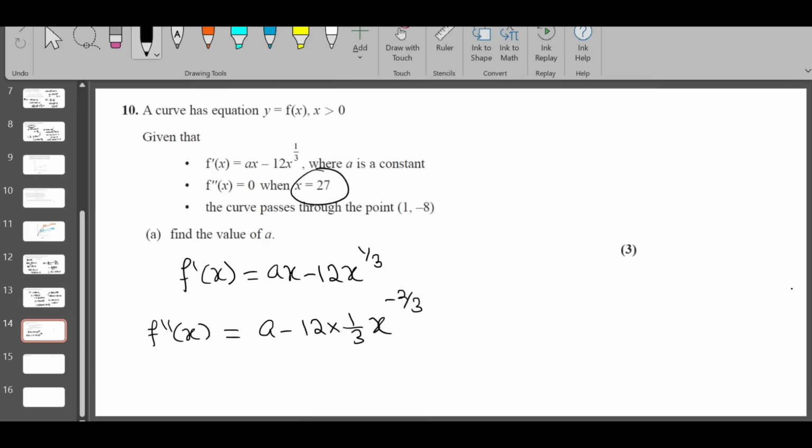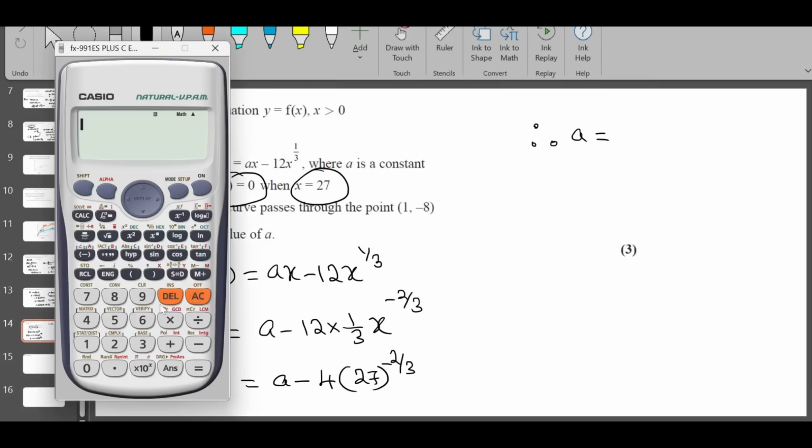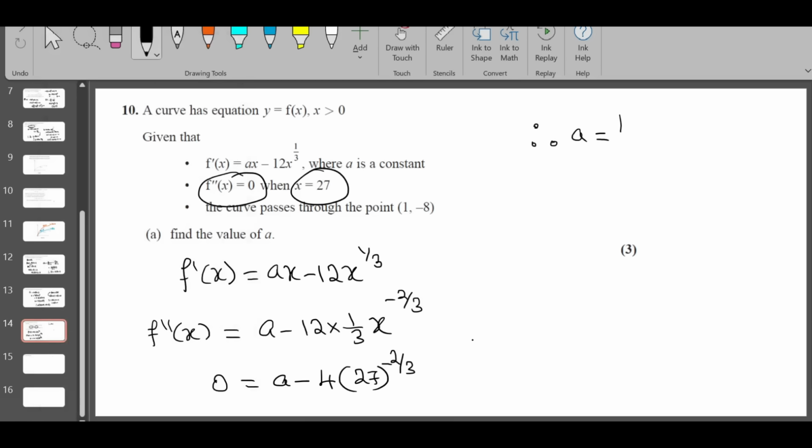Now replace x by 27, f double dash of x by 0. So I'll get 0 is equal to a minus 12 over 3, which is 4, times x power minus 2 over 3. So therefore a is going to be 27 to the power 2 over 3, which is 9. So minus 2 over 3 is 1 over 9. So a is going to be 4 over 9. That's all. 3-mark question.